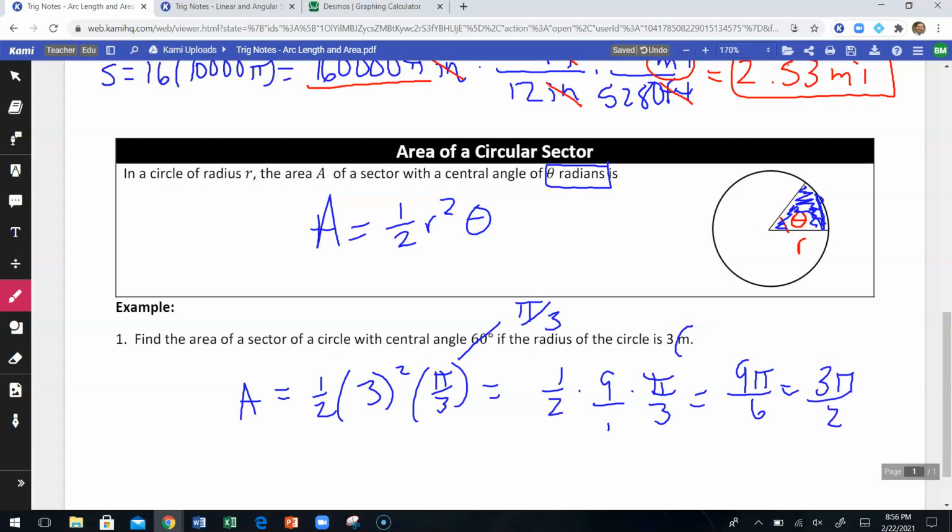And then our unit, we're finding an area. So our radius was in meters, so our area is in meters squared. And that is how we find the area of a circular sector.